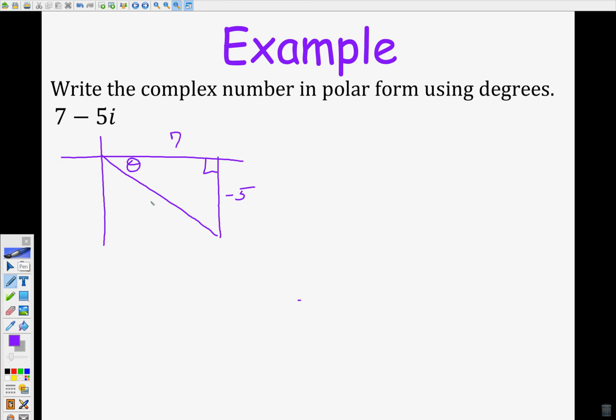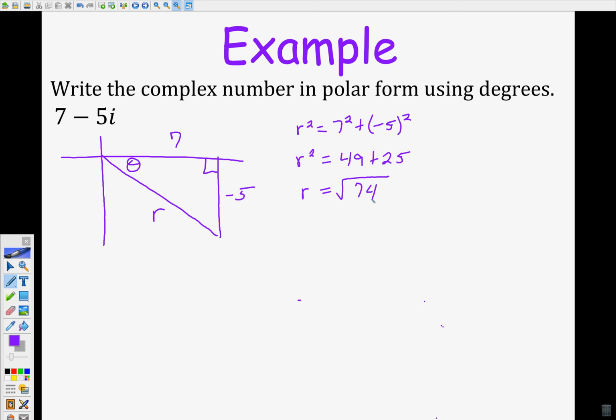So the first thing I need to do is find my radius, right? And I'm going to do that with Pythagorean theorem. R squared is equal to 7 squared plus negative 5 squared. So R squared is equal to, what is it, 49 plus 25, or let's see, R is equal to the square root of 74. And I don't think that simplifies, so I'm going to leave it just like that. So now I've got my radius for polar form.